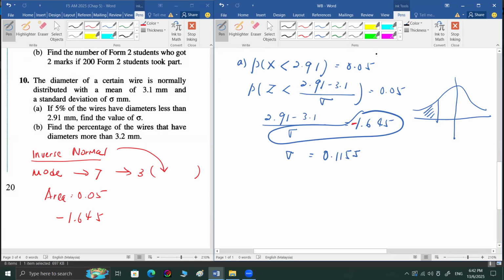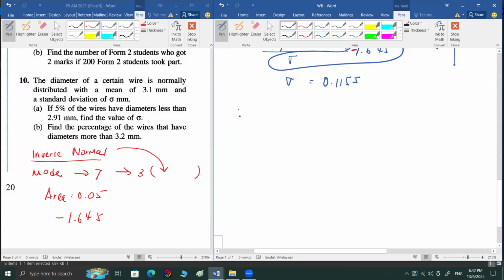Next, part B. You're asked to find the percentage of the wires that have diameters of more than 3.2. Have a try and see. Same as what I taught you. Change to Z, see the region, get the probability, then times 100%. Keep trying and see.